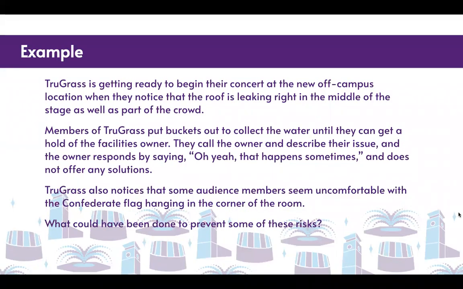Here's an example. True Grass is getting ready to begin their concert at the new off-campus location. They notice the roof is leaking right in the middle of the stage as well as part of the crowd. The members of True Grass put a bucket out to collect the water until they can get a hold of the facility owner. They call the owner and describe the issue, and he says, "Oh, yeah, that happens sometimes," and doesn't offer any solution. True Grass also noticed some of the audience members seem uncomfortable with a Confederate flag hanging in the corner of the room. What could have been done to prevent some of the risk?